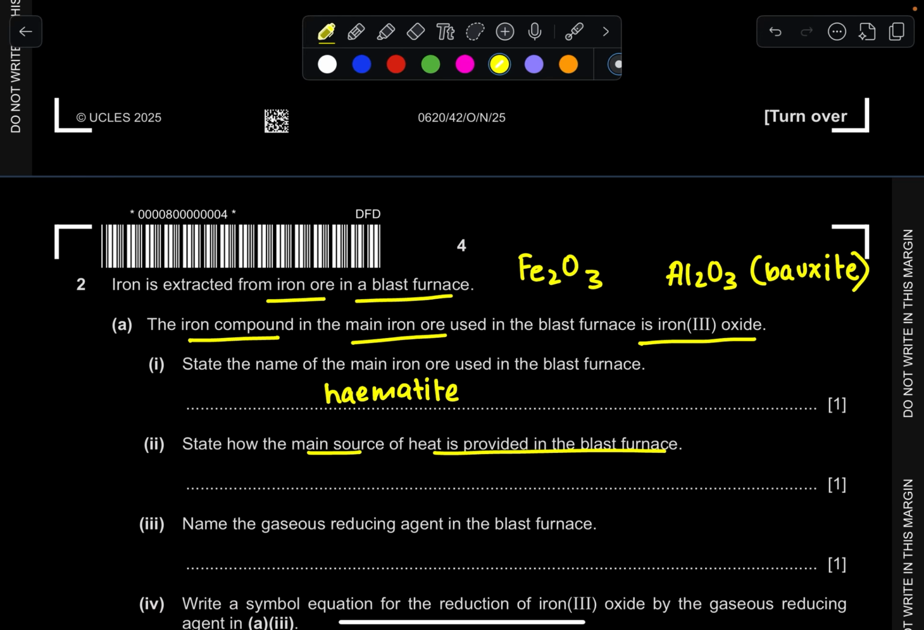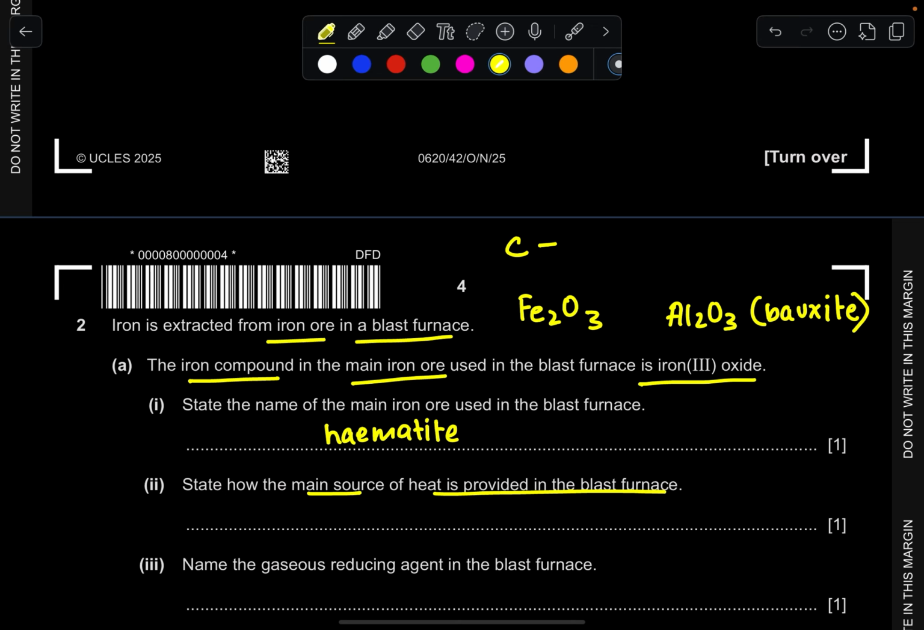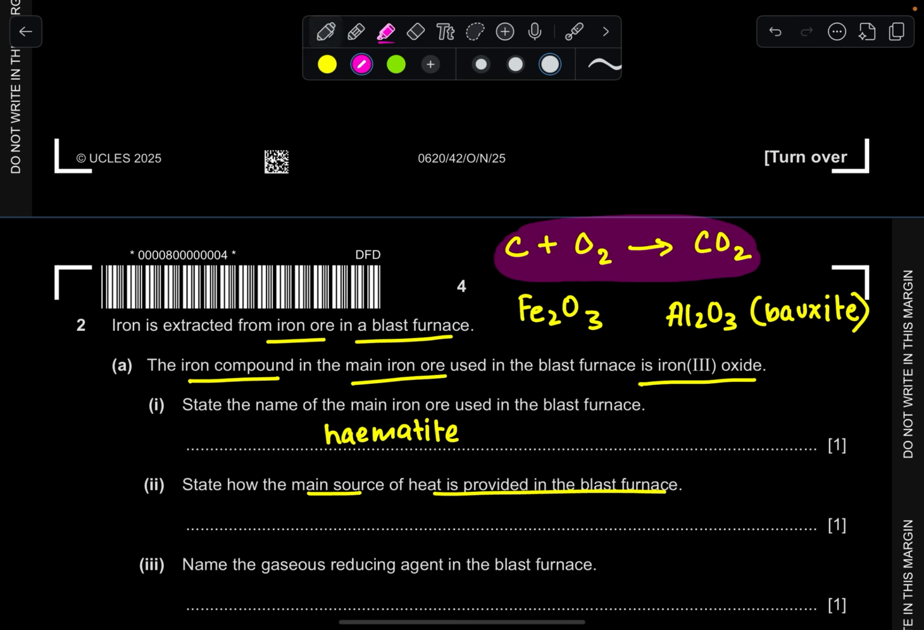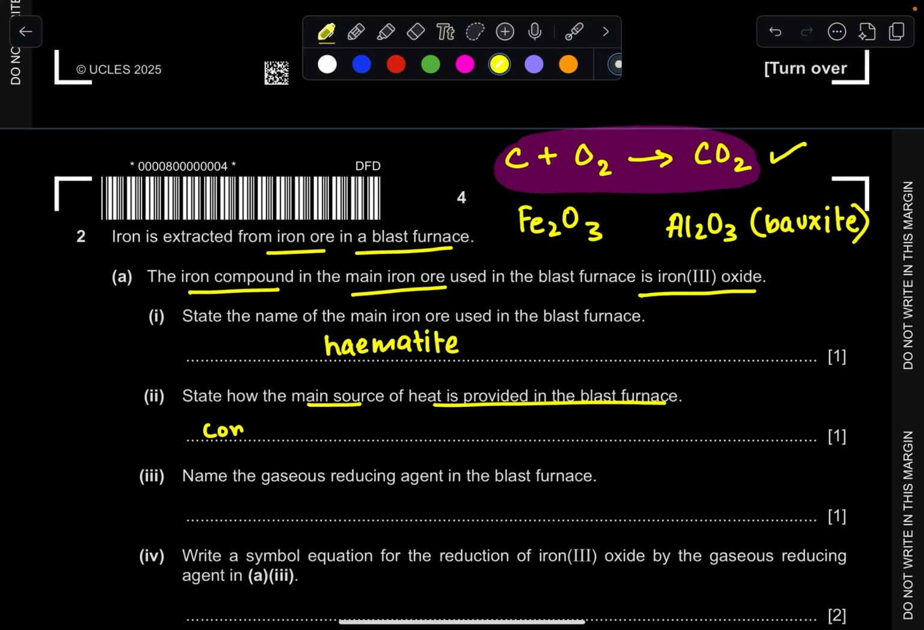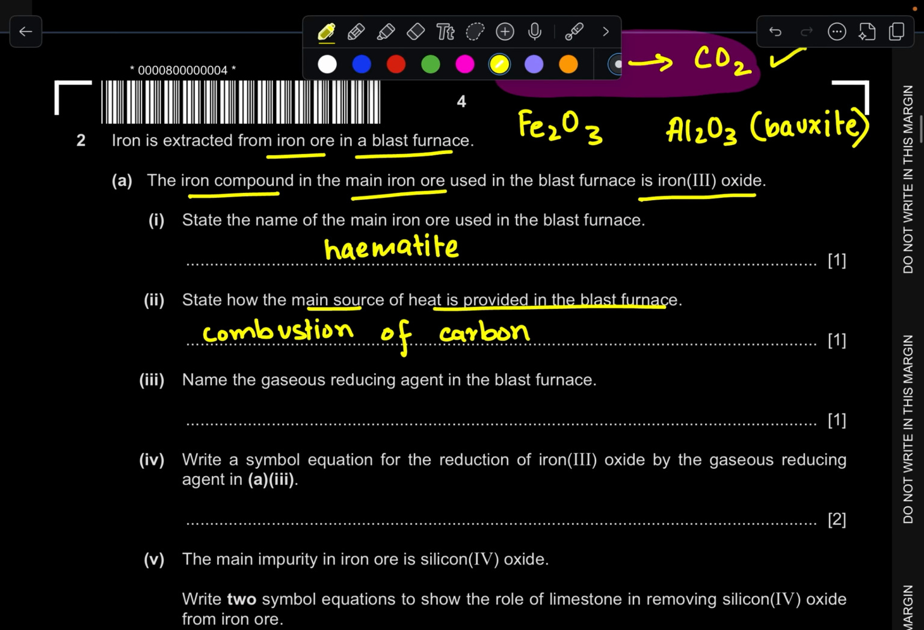State how the main source of heat is provided in the blast furnace. Combustion of carbon. You know, in the blast furnace, you have carbon. You make it react with oxygen to form carbon dioxide. And this right here is a combustion reaction. And you know, combustion reactions are exothermic. So they produce heat in the blast furnace. So you're going to tell the examiner that it's combustion of carbon, right? That's all.